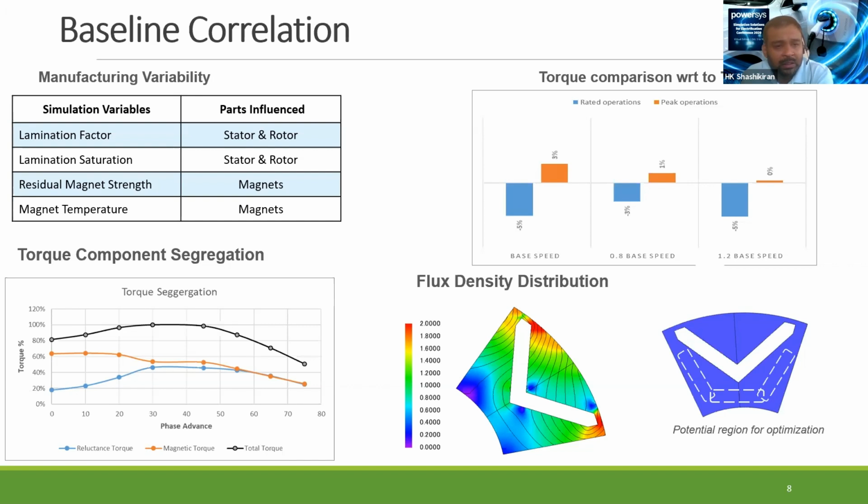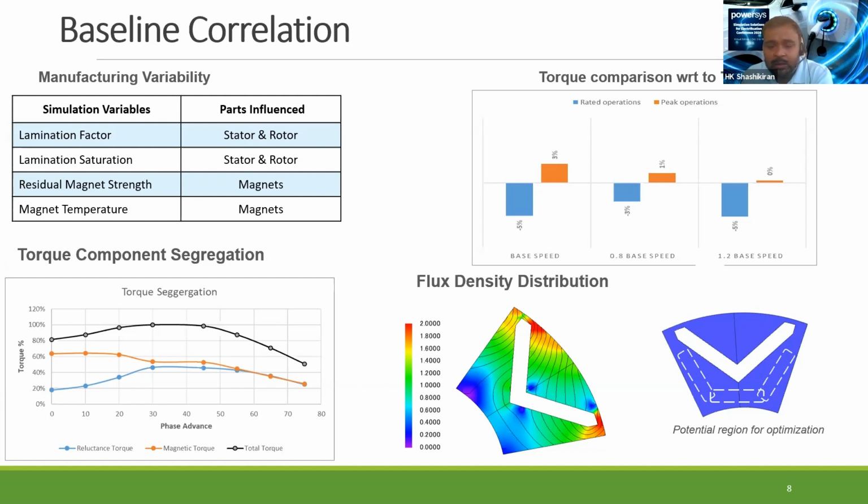Some of the things that we have considered as manufacturing variability are the lamination factor, which is going to influence the stator and rotor lamination saturation, the residual magnet strength of the magnets after they are completely assembled into the rotor system, and also the magnet temperatures at which our magnets are operational. We had a DOE study of these manufacturing variabilities, and we have come up with a number which best suits our design for the baseline.